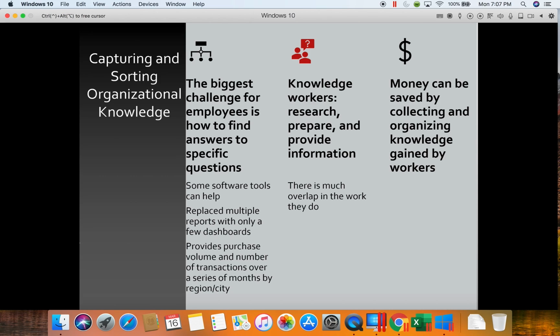It is estimated that labor worth $3,000 to $5,000 per knowledge worker is wasted annually because those workers are trying to solve a problem that has already been solved. If we can transfer our knowledge into these knowledge management systems, we can eliminate a lot of that cost.